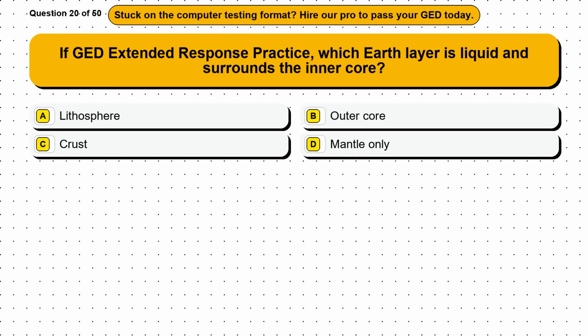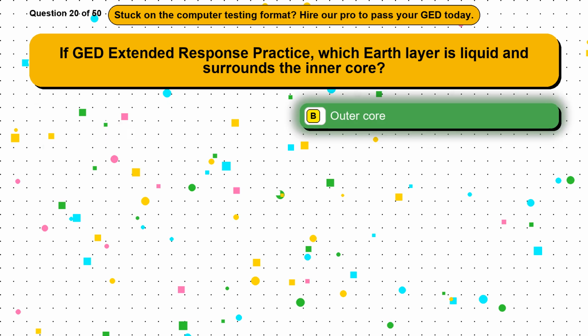Question 20. If GED Extended Response Practice, which earth layer is liquid and surrounds the inner core? Option A lithosphere. Option B outer core. Option C crust. Option D mantle only. The correct answer is option B.